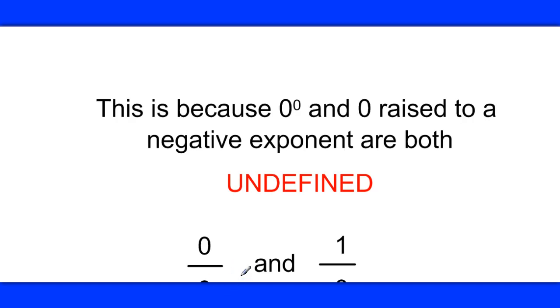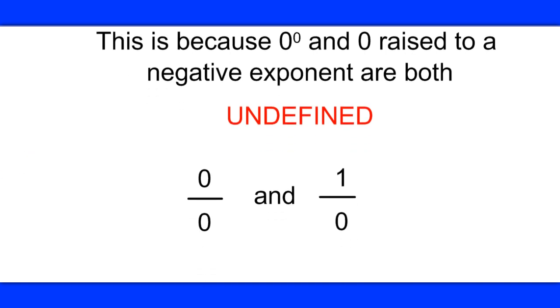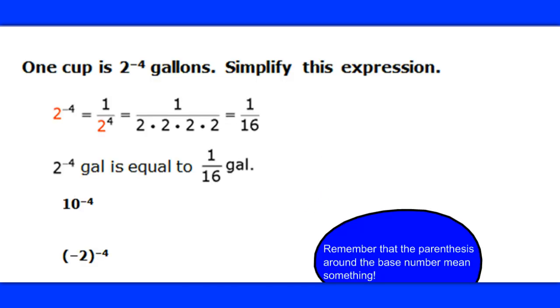The reason that they use the word non-zero is because 0 to the 0 power and 0 raised to a negative exponent are both undefined. Remember, when we got to the 0 power, we divided by the base. Well, 0 divided by 0 is undefined. And the negative exponent meant reciprocal. So to take the reciprocal of something, you put a 1 on the bottom and flip it over. Well, that would make it 1 divided by 0, which is undefined. So let's go ahead and use some of these things.